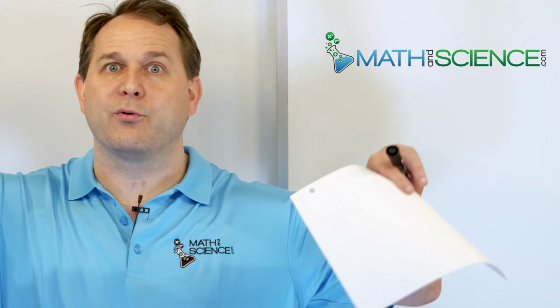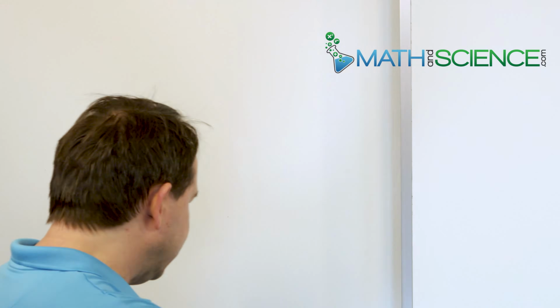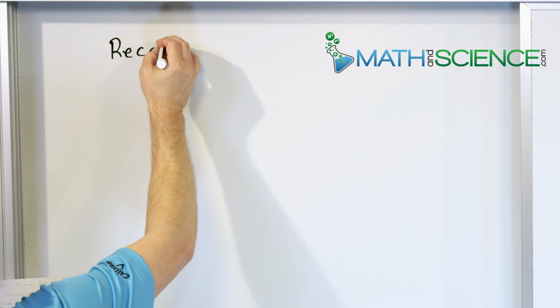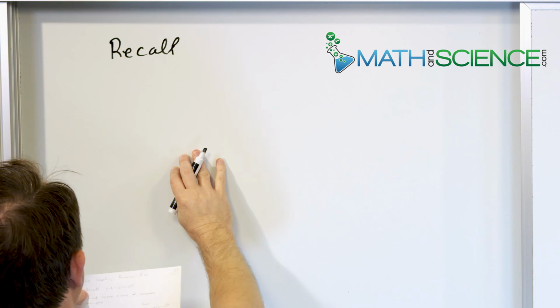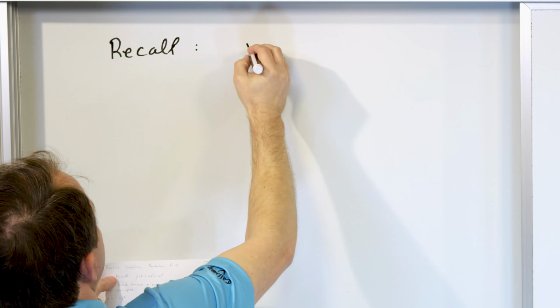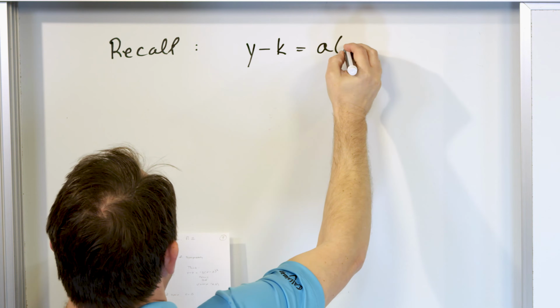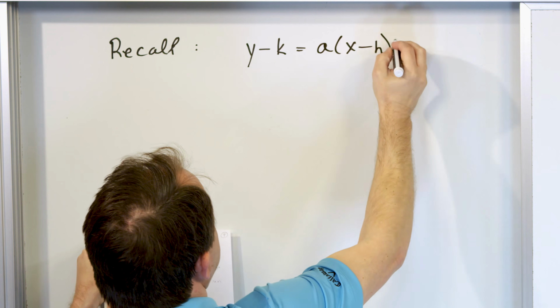In other words, where does the parabola cross the x-axis? Because it opens up, opens down, it's going to cross the x-axis somewhere. All right, so let's go ahead and refresh our memory. Recall that the vertex form of a parabola looks something like this. y minus k is equal to a times x minus h quantity squared.